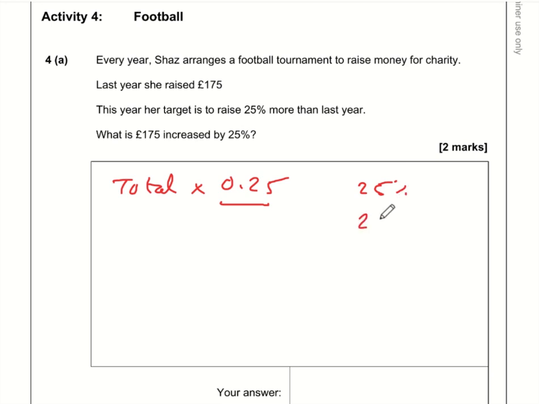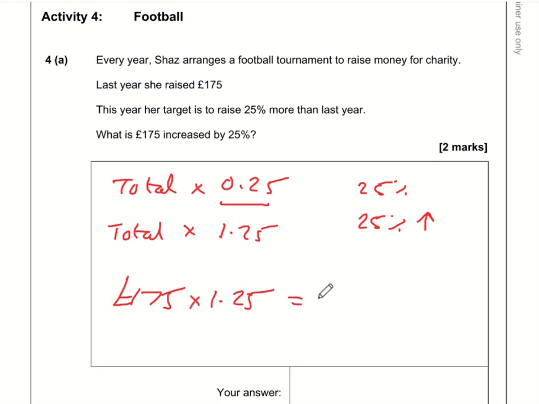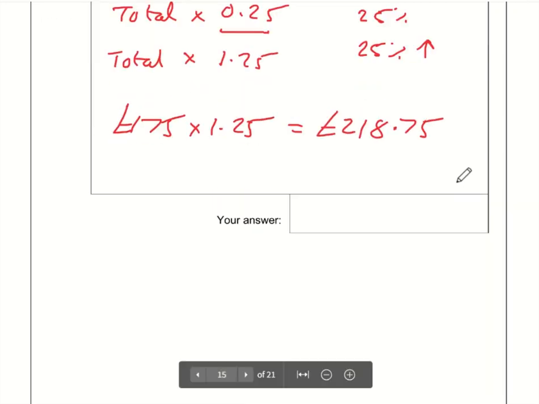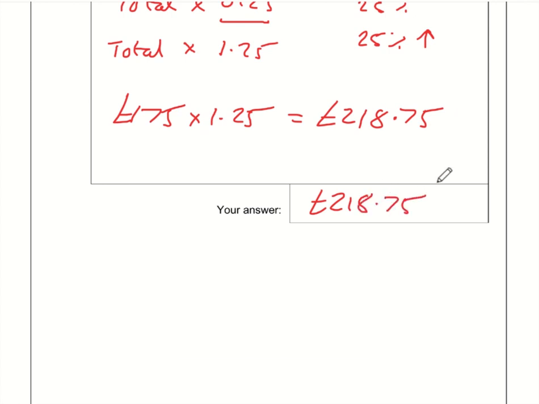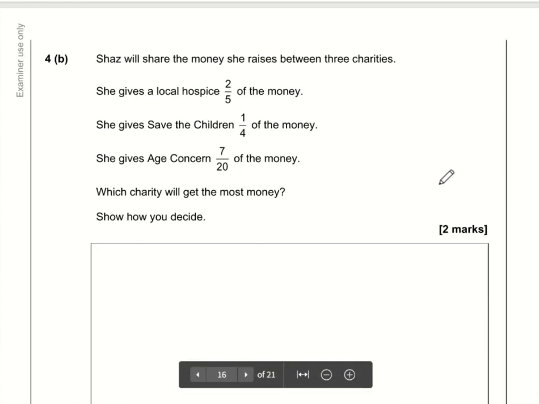Now, if we want to increase an amount by 25%, instead of multiplying by 0.25, we're going to add 1 to this number. So it's going to be our total multiplied by 1.25. So that's what we need to do here. So £175 multiplied by 1.25, and that comes to £218.75. There we go, so 218.75. On to the next part.